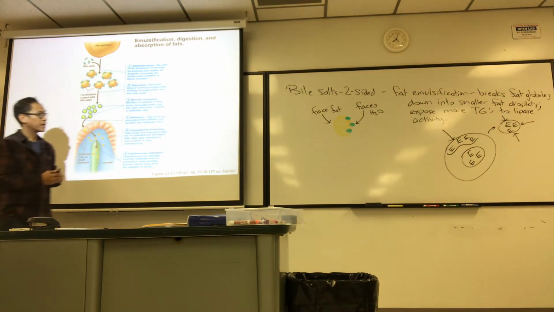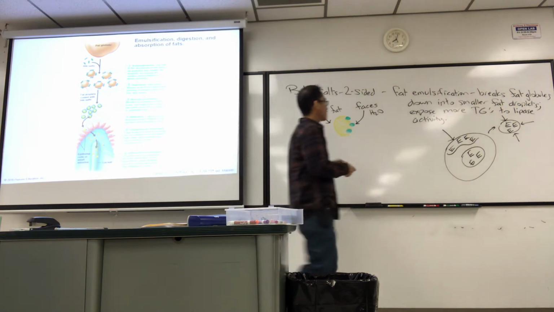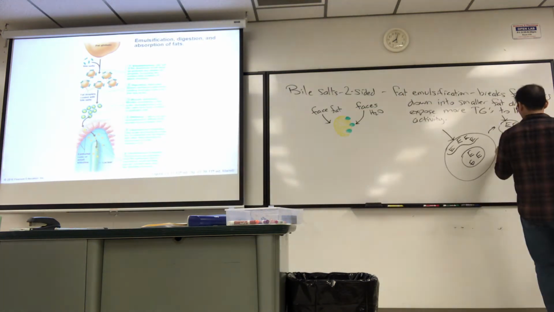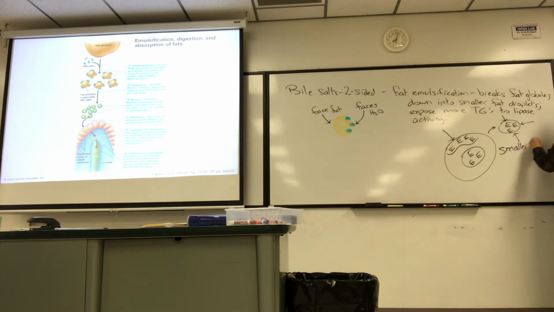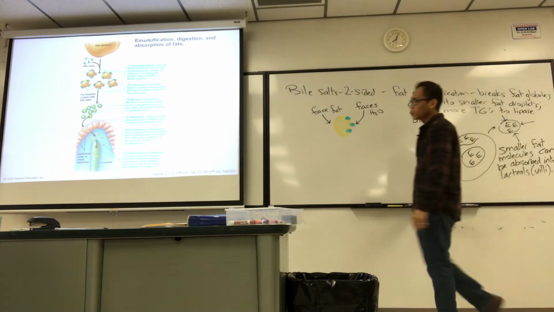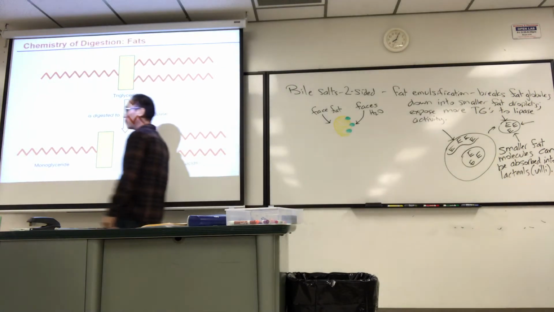This is the villi. Smaller fat molecules. Well, they taste good, don't they? Make the food taste good. But anyways, in terms of digestion, smaller fat molecules can be absorbed in the lacteals. Okay, I'll put villi in parentheses. I'm reminding you where they are. That's the structure in the small intestine we talked about before.